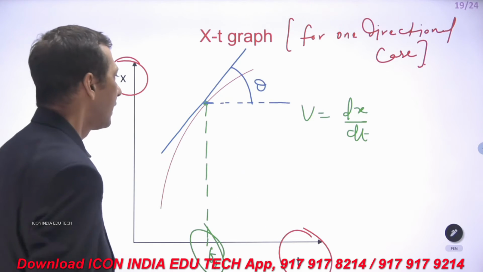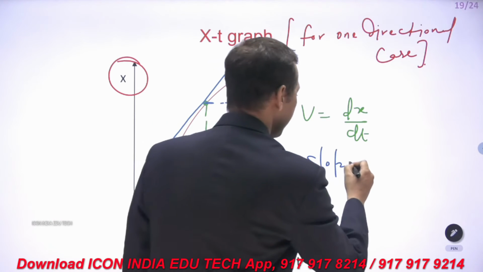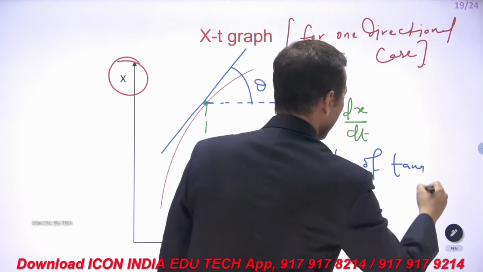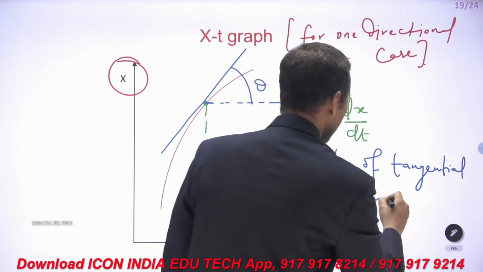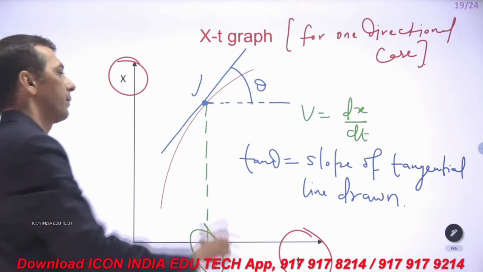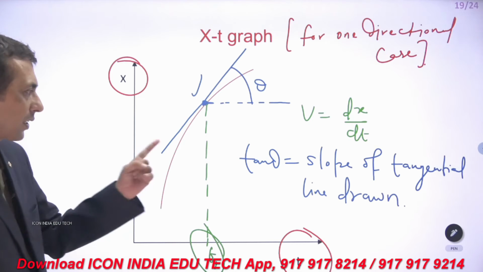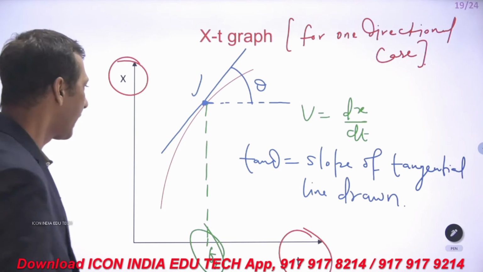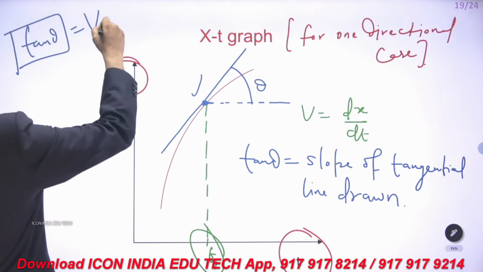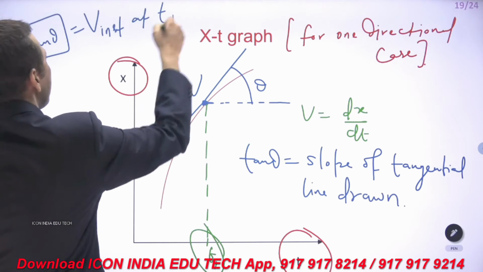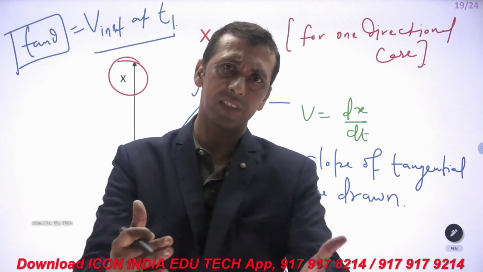I have drawn a line parallel to the time axis, and then I'll see this particular angle theta. Tan theta is equal to the slope of the tangential line drawn at this particular point, and this tan theta is nothing but dx upon dt. This tan theta is the instantaneous velocity of the particle at time t1. So this is a general method of finding instantaneous velocity.